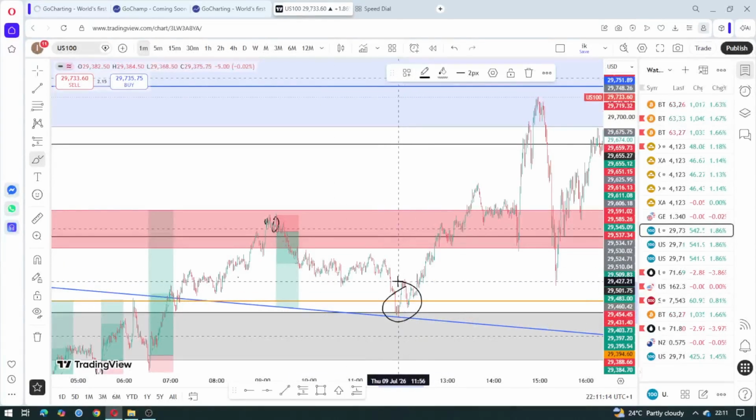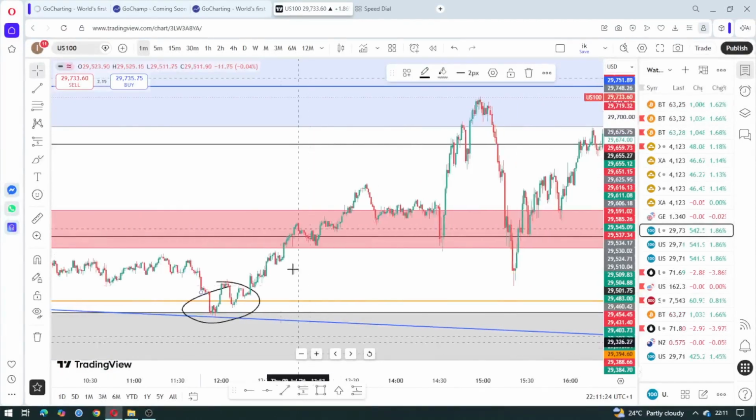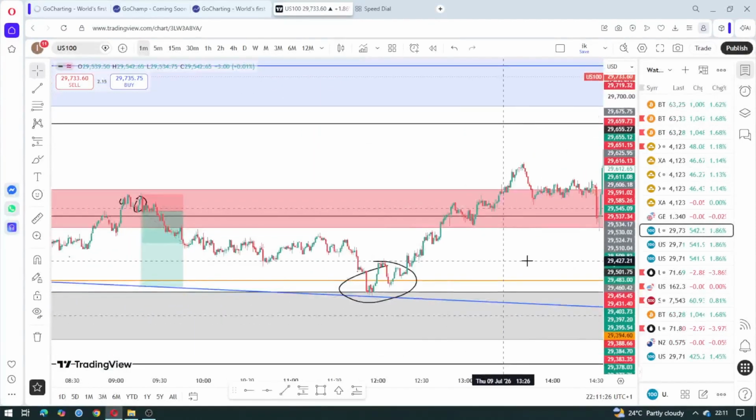This particular point, I didn't take the trade here because I wasn't even available. Of course, I have to go and worship my God, and then I have to come back later on, this evening. So let me show you something so that you see the candlestick pattern.